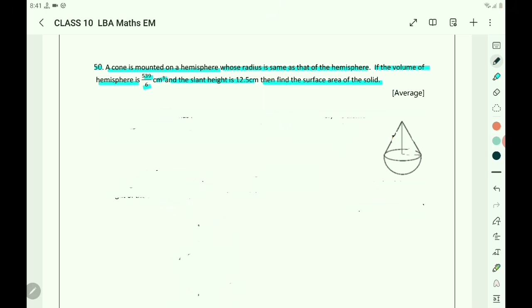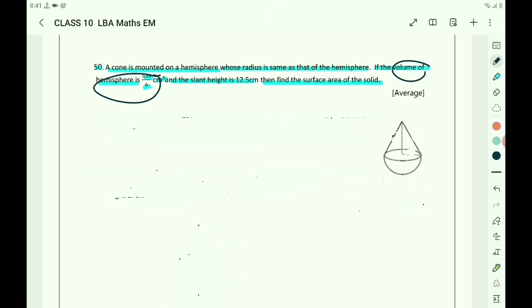This cone is mounted on the hemisphere. Observe the solid which is having a hemispherical base and the cone is mounted on the hemisphere. Cone and hemisphere are having same radius. And here what is given? Volume of hemisphere is given. And what is not given?